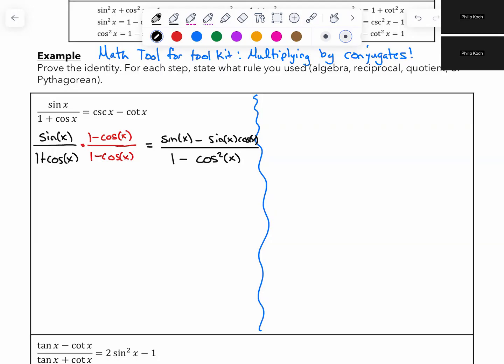The answer being that in the numerator, I distributed the sine in. That's why I got sine x and then minus sine x cosine x. And then you're multiplying by the conjugation right there. So I'm multiplying by the thing that just changes the sign in the middle. So this will always result in a difference of squares. It'll result in 1 squared minus cosine squared. And that is sine squared. So this equals sine of x minus sine of x cosine of x, all divided by sine squared of x.